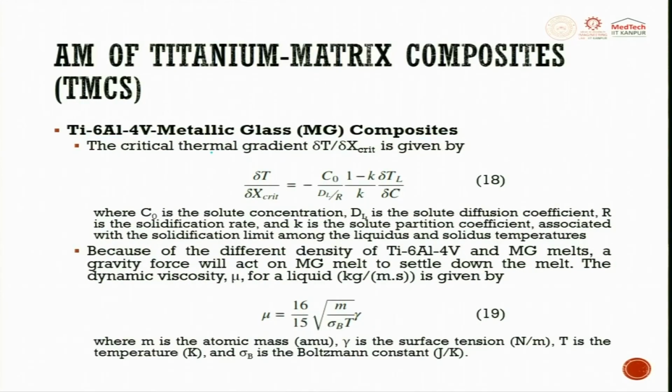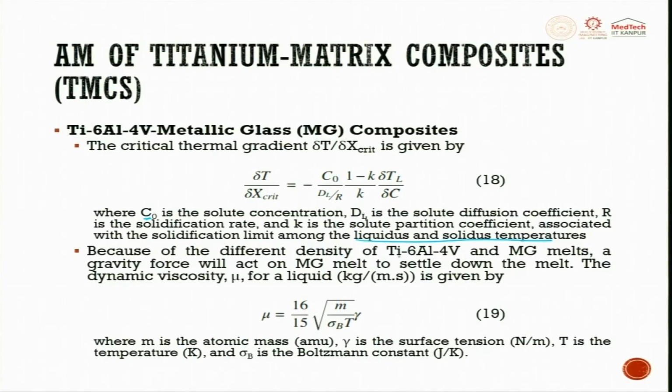So, the critical thermal gradient delta T by delta X is given by C naught (1 minus K) delta T_L, the liquidus line range, divided by D_L times R times K. Here C naught is the solute concentration, D_L is the solute diffusion coefficient, R is the solidification rate and K is the solute partition coefficient associated with the solidification limit between the liquidus and solidus line.